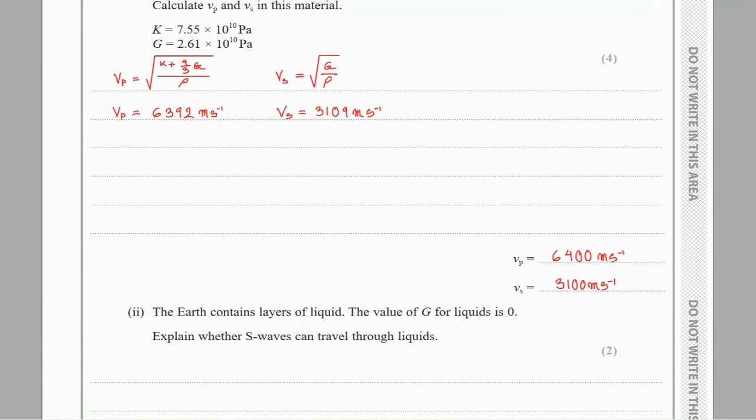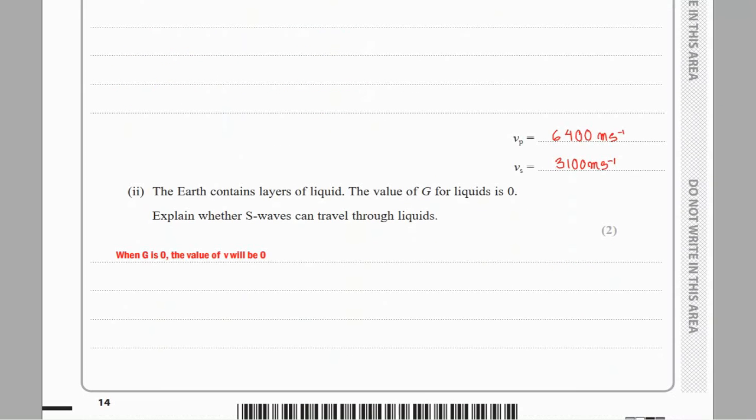Next part of the question says, the earth contains layers of liquid. The value of G for liquids is 0. Explain whether S waves can travel through this liquid. So look at the equation for Vs. Vs is root over G by rho. If G is 0, 0 divided by anything is also 0. So Vs is 0. So it cannot travel through liquids. When G is 0, the value of V is also going to be 0, and S waves cannot travel through liquids.